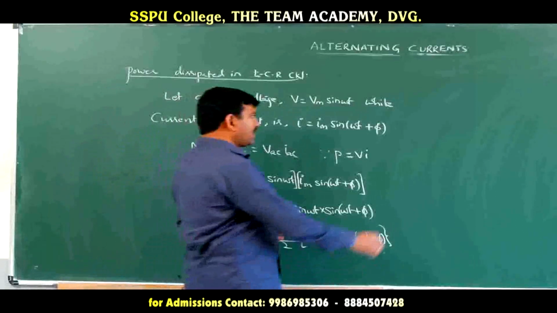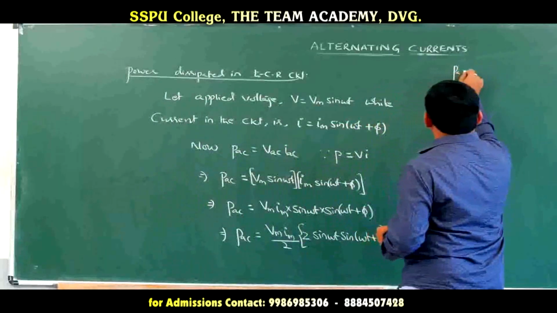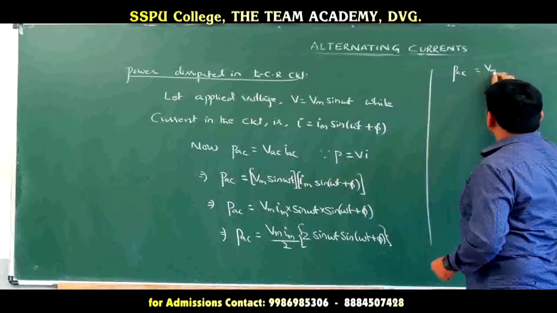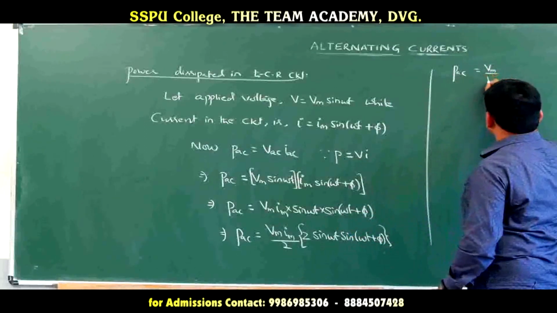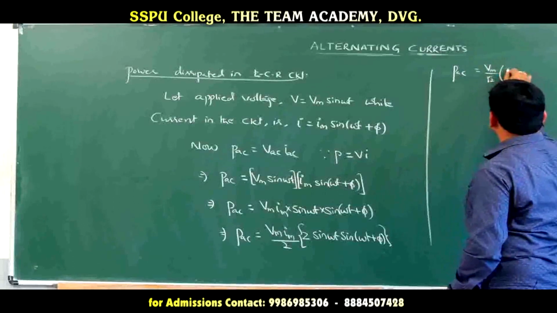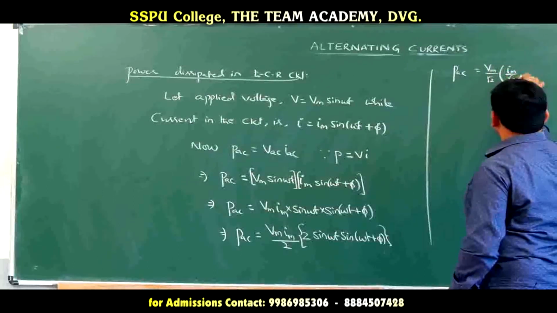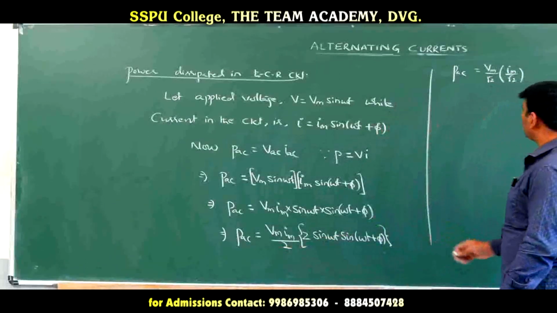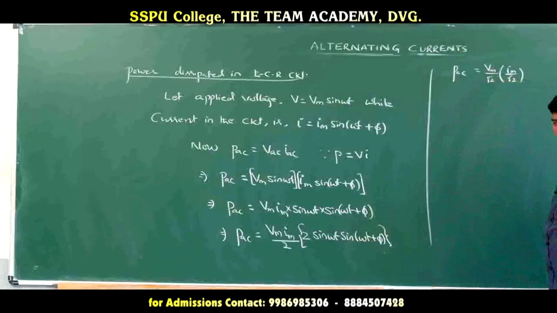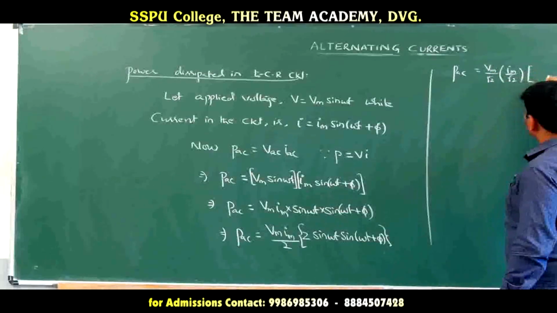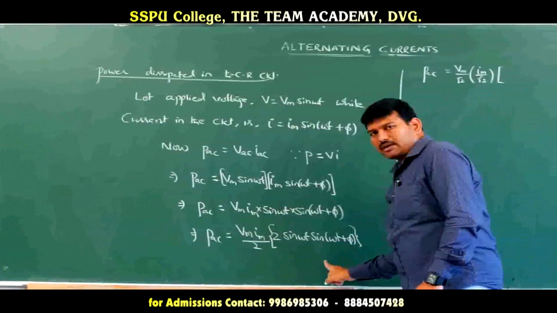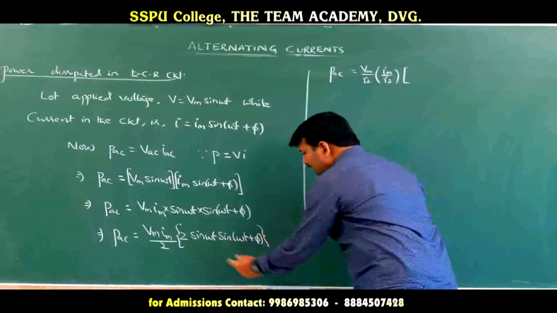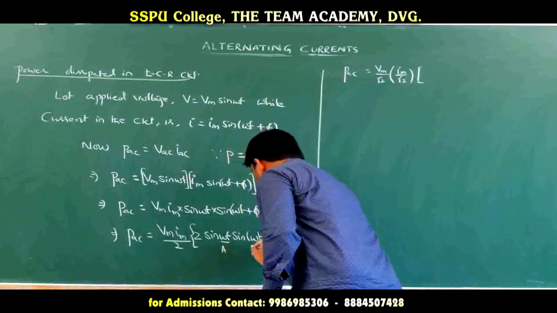Therefore, I can write P_AC as Vm Im divided by 2, which can be split as Vm by root 2 into Im by root 2, into 2 sin A sin B, which can be written as cos of A minus B minus cos of A plus B. This is the A term and this is the B term.